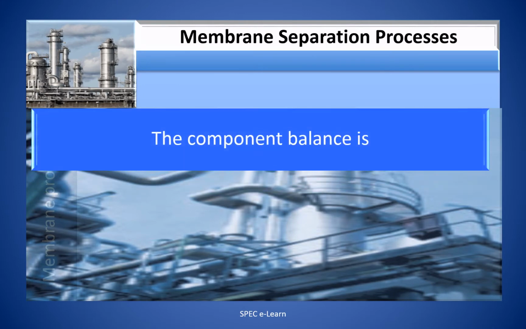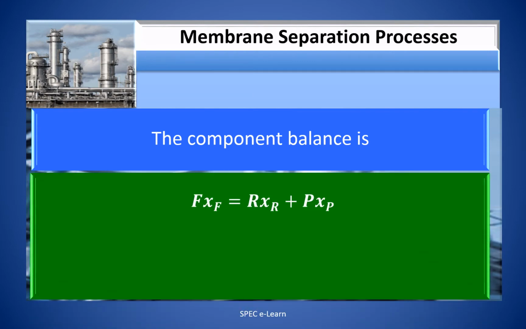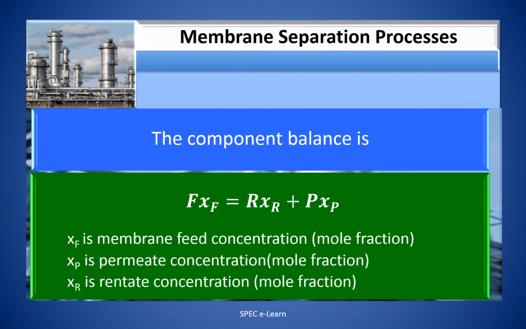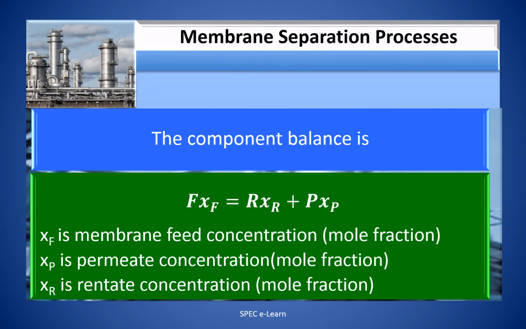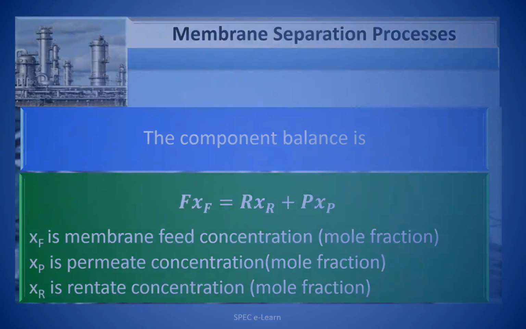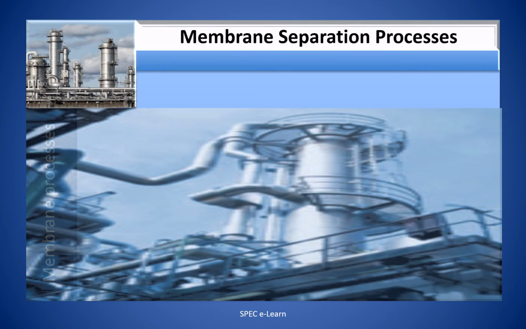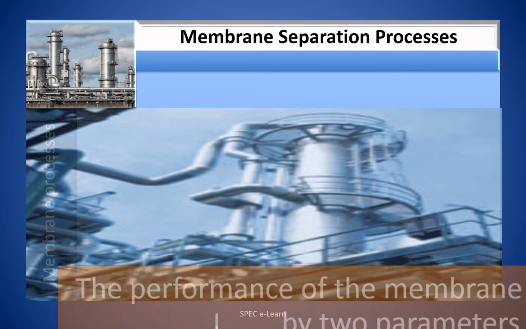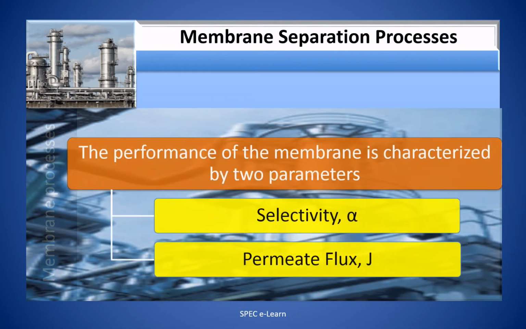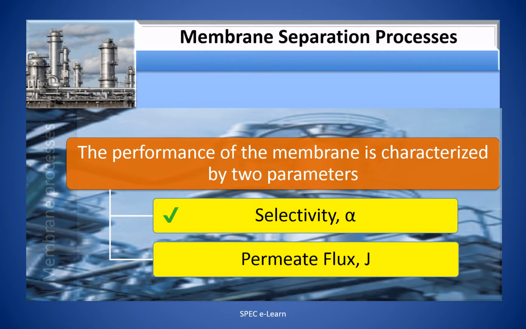The component balance is written as follows. F × XF = R × XR + P × XP, where XF is the membrane feed concentration, XP is the permeate concentration, XR is the retentate concentration. The performance of the membrane is characterized by two parameters. One, selectivity alpha, two, permeate flux J.